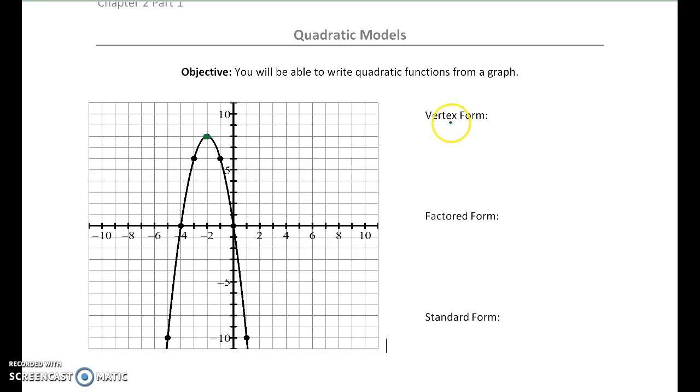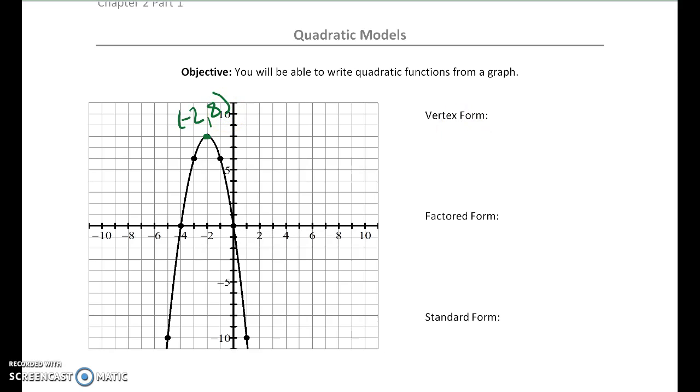Okay, so to figure out vertex form, or the actual function for it, we need to know what the vertex of any parabola is. In this case, the vertex is at -2, and we go up 5, 6, 7, 8. So that might be helpful information to know for vertex form.